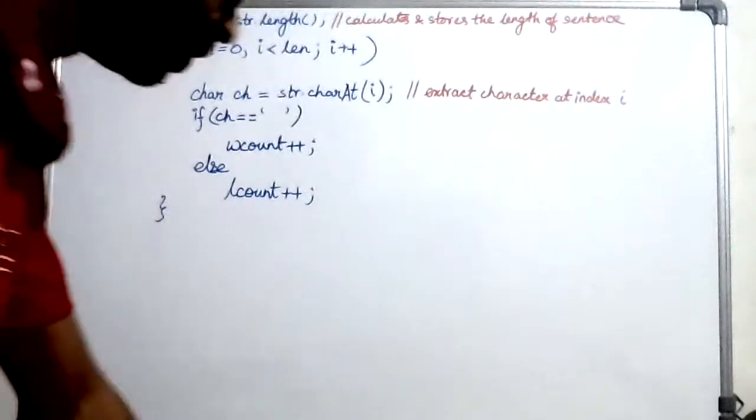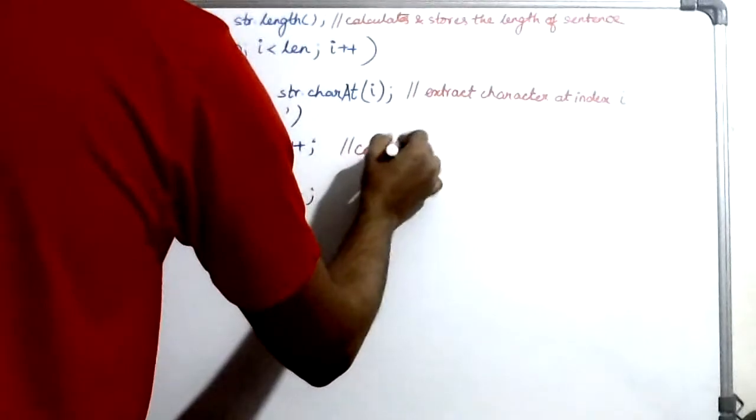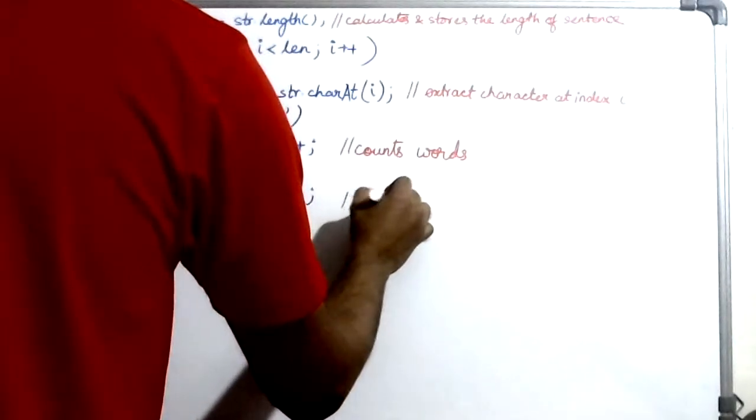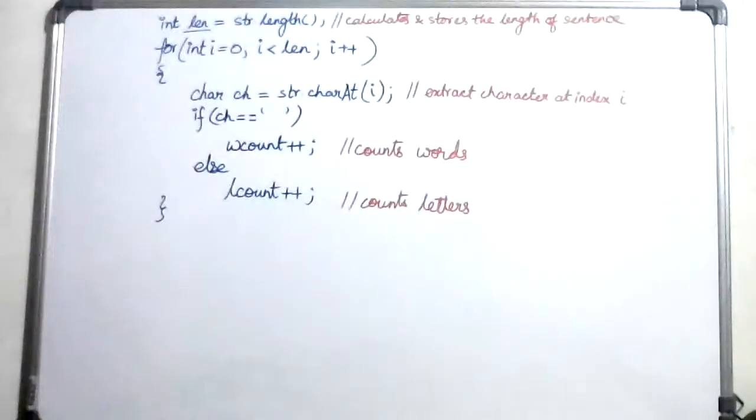So let me write down 2 more comment lines. Here it counts words, here it counts letters. Next, as you can see, the number of words in the sentence are 1 more than the number of spaces. If you remember the example, the number of words in the sentence was 1 more than the number of spaces between each word. So in our example, it is raining today. We had 3 spaces in between but 4 words.